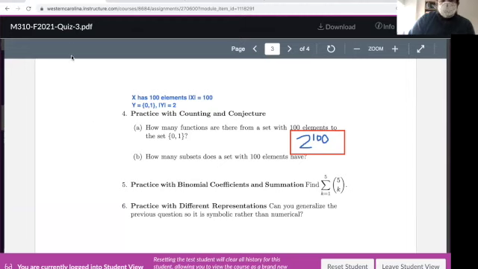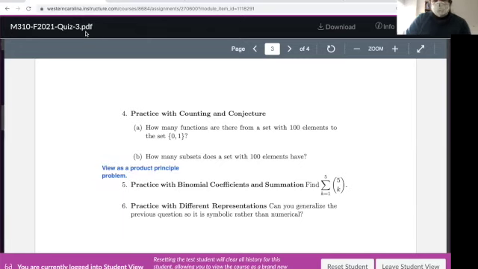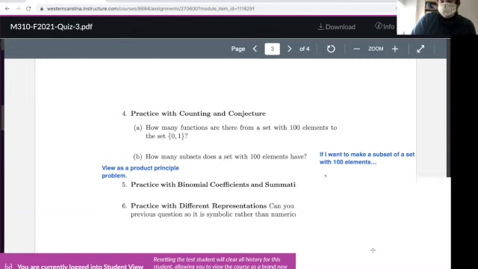The next question is, how many subsets does a set with 100 elements have? I could look it up again, but I think it's better to think about this as a product principle problem. Even though 100 is a very large number, if I want to make a subset of a set with 100 elements, I can break this up into a number of concrete tasks that I need to perform. And I'm going to emphasize again, I think that counting problems are best viewed as algorithm problems, as thinking about the different things that can happen when you actually physically go to do the thing.